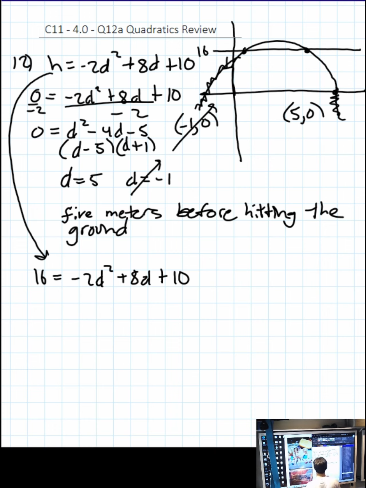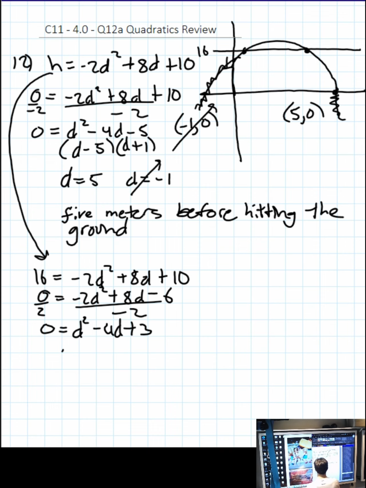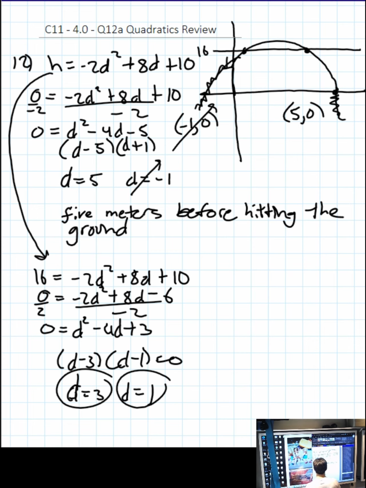Good. So let's minus 16 from both sides. 0 equals negative 2d squared plus 8d, and then 10 minus 16 will be negative 6, and then let's divide both sides by negative 2. Good, 0 equals d squared minus 4d plus 3. This factors to be d minus 3, d minus 1. Therefore, d equals 3 and d equals 1. Good, let's circle both those answers. Let's also circle d equals 5 above, where we forgot to circle it. Always circle your answers.